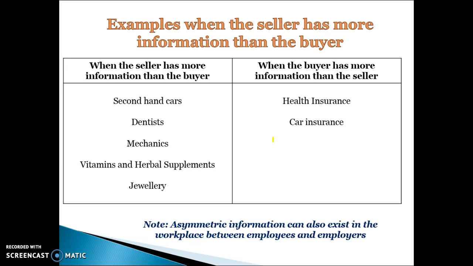So here's some examples of asymmetric information. When the seller has more than the buyer, examples you can use are second-hand cars, dentists, mechanics, people selling herbs and supplements, and jewelry. We'll talk about each of these individually. When the buyer has more information than the seller, we've got things like health insurance and car insurance are probably your two main examples. You could also focus on the labour market when you're going for a job. They're probably the key ones to focus on. That is more than enough there.